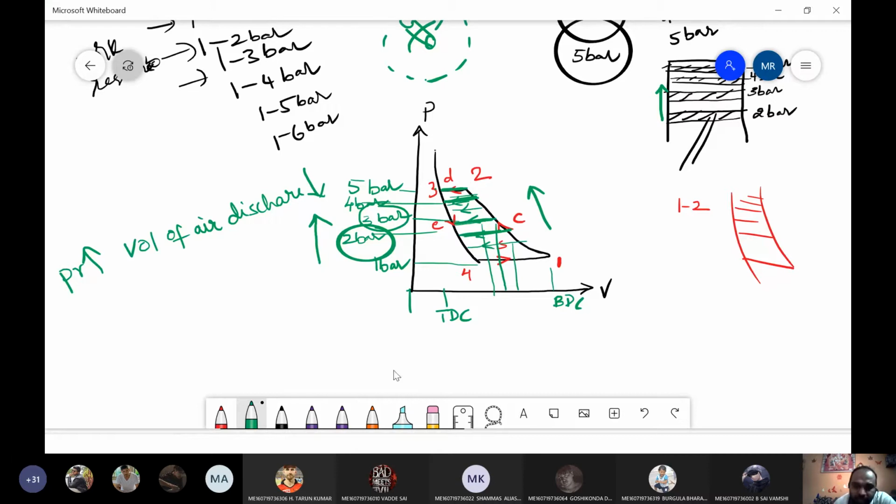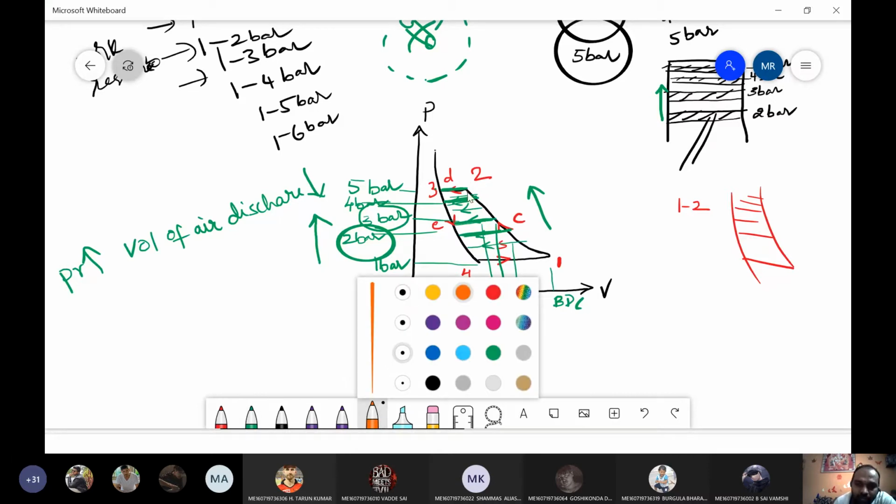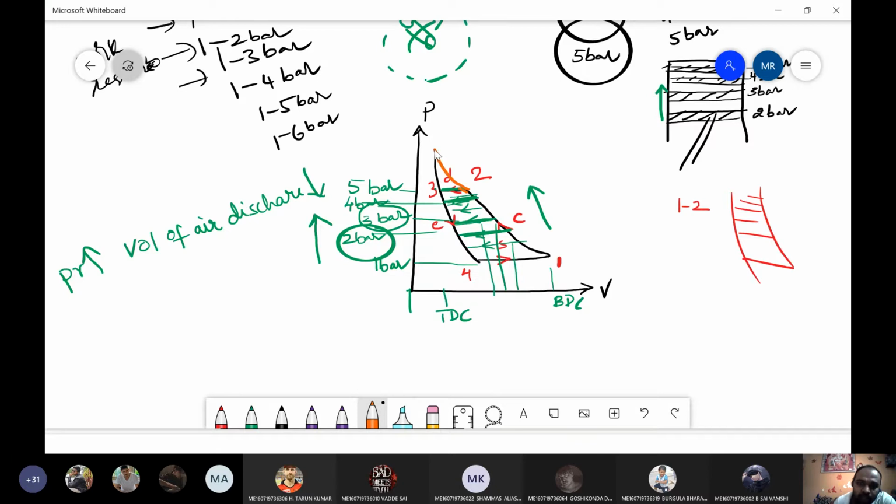If you keep on increasing the pressure like this, try to understand, at some particular pressure there is no discharge. It will continue expansion at that pressure, because the distance between these two lines is decreasing. At a particular pressure, there is no discharge. Discharge is equal to 0. Is it clear? All of you, very, very important. This is the drawback of single stage.